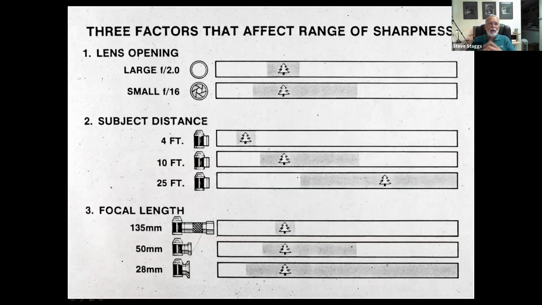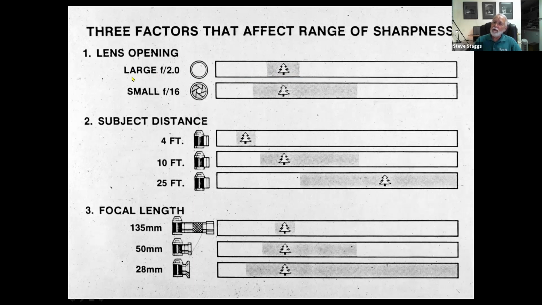There are three things that affect depth of field. Some people call it range of sharpness. Those three things are the lens opening, the subject distance, how close you are to the subject you're focused on, and the focal length of the lens that you are using. Now, in this image, the tree is supposed to be what we're photographing, and the shaded area is what is in sharp focus. That's our depth of field.